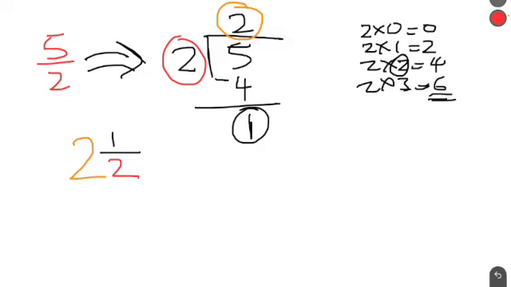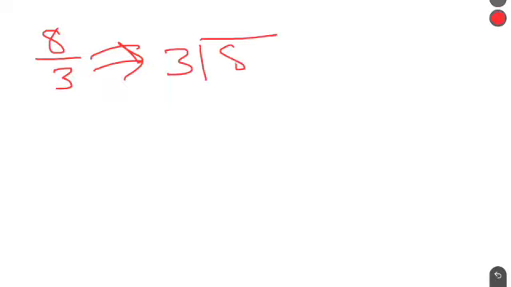Let's look at another example. 8 over 3. Okay, how do we convert this improper fraction to a mixed number? Okay, well, let's do the division. So you say, what number when multiplied by the 3 gives us a product that does not exceed, or is not greater than, the 8?